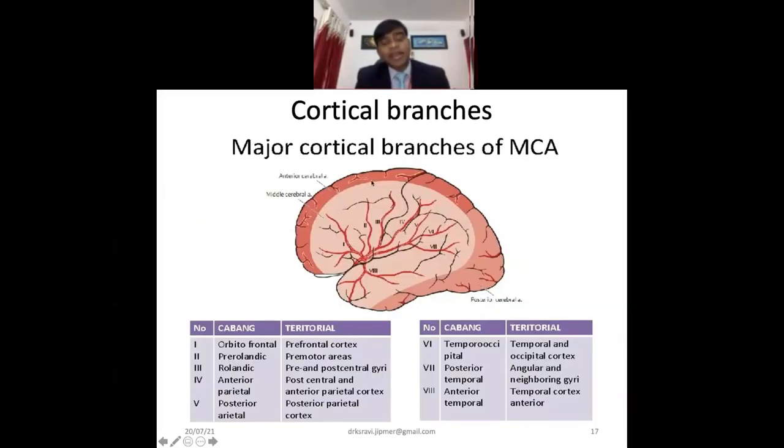Similarly, when we see over here, these are the major cortical branches from the middle cerebral artery. In this diagram, you can appreciate we have this orbitofrontal, right? That will be towards the prefrontal cortex. Then we have this pre-rolandic. Similarly, we have the rolandic over here, the anterior parietal, the posterior parietal. So according to the region, the names have been given. These are the major cortical branches from the middle cerebral artery.